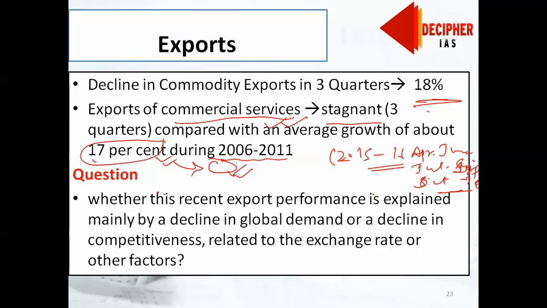So the question the Economic Survey raises is whether this recent export performance is explained mainly by a decline in global demand, or a decline in the competitiveness of India relative to other countries' exports, or whether it is related to the exchange rate or some other factors. So let's move ahead.